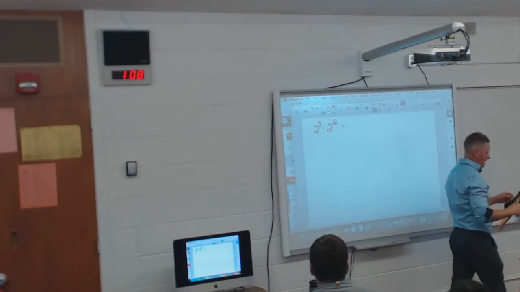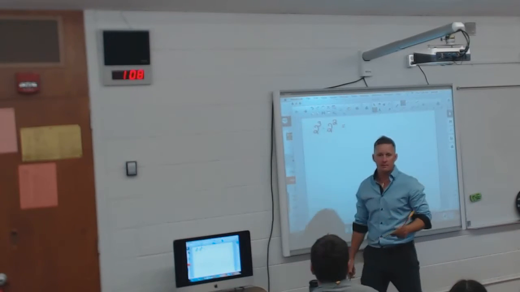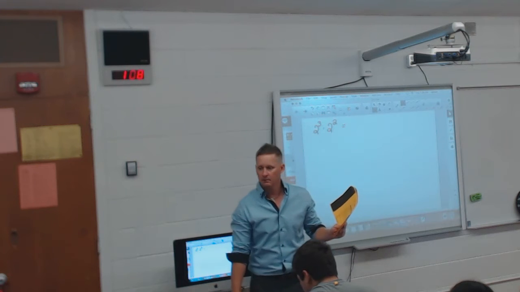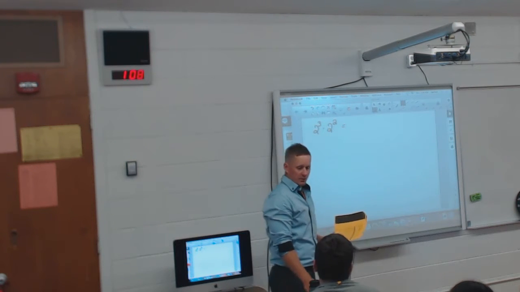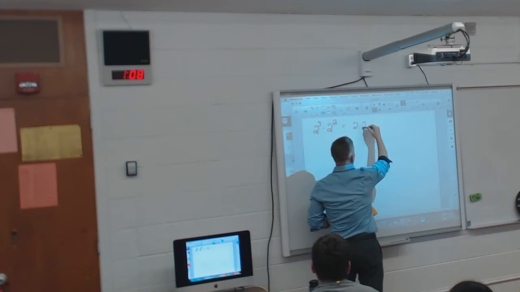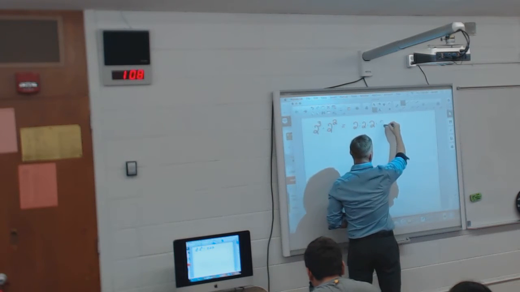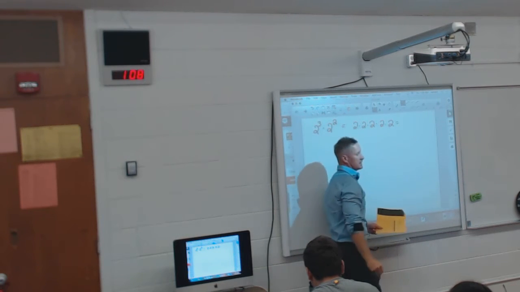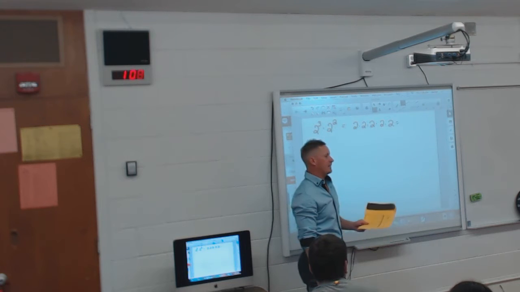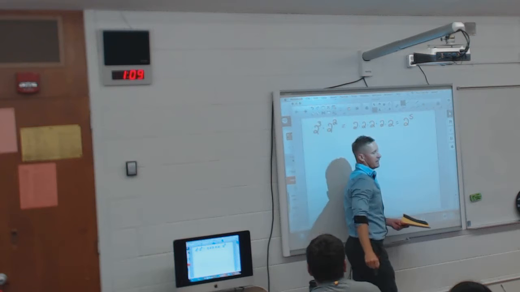2 cubed times 2 squared is 2 to the what? Yes. What is it? 2 to the 5. 2 to the 5? You telling me I add the exponents together? Yeah. We sure? Yes. All right. I agree. 2 cubed is 2 times 2 times 2. Agreed? 2 squared is 2 times 2. So when it's all said and done and I multiply it together, how many 2's do I have? 5. I have 5 of them, right? So 2 to the 5th.